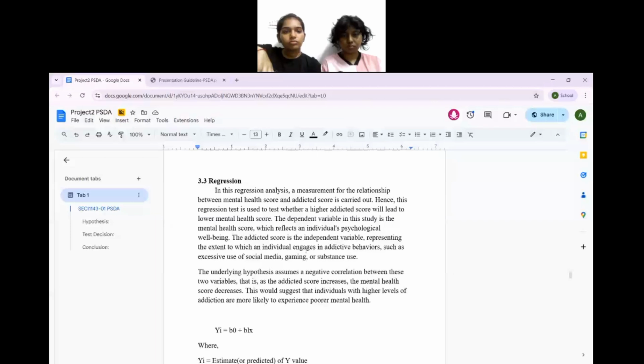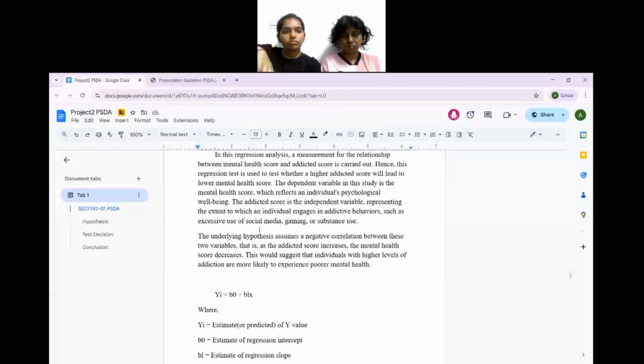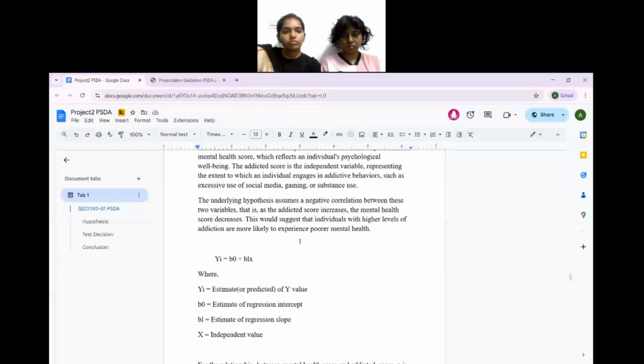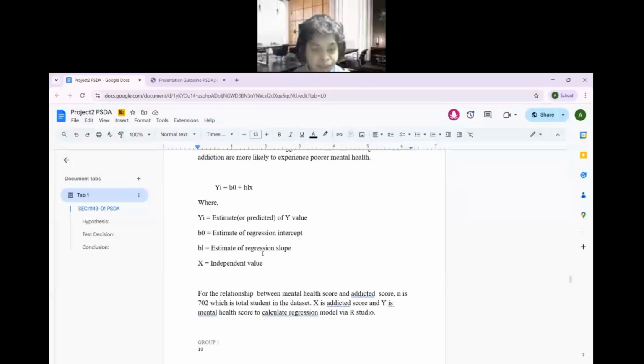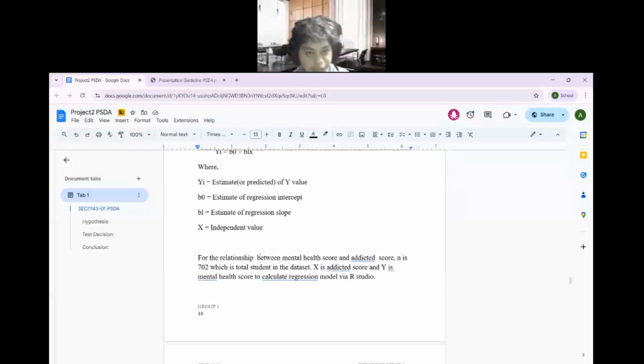The addicted score is the independent variable in this test, representing the extent to which an individual engages in addictive behavior such as excessive use of social media, gaming, or substance use. So this is the equation: Y-hat equals B0 plus B1X, where Y-hat is the estimate or predicted Y value, B0 is the estimate of the regression intercept, B1 is the estimate of the regression slope, and X is the independent variable. So basically, it's Y equals MX plus C.